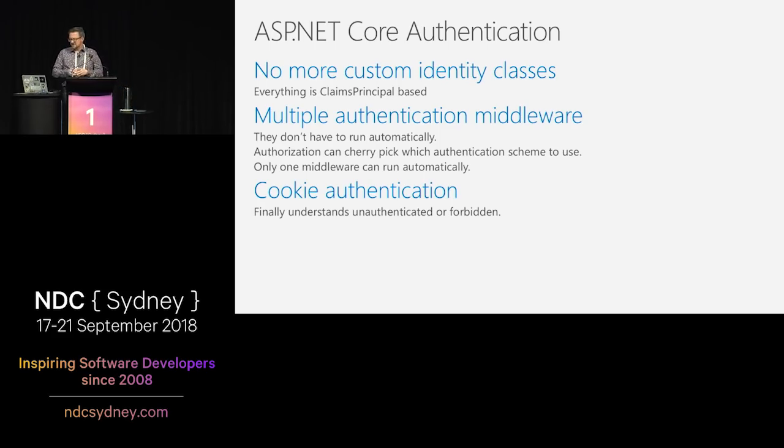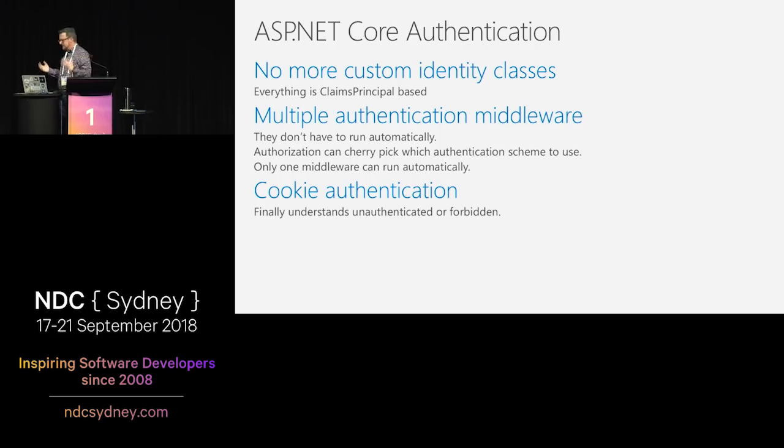So for those of you that haven't moved to Core and are still stuck on the classic ASP.NET framework, there are a few changes. Everything now is a claims principal. We have multiple pieces of authentication. Well, it's not middleware anymore, but it's close enough. You can have multiple ways to authenticate within the same app. So you could have Facebook and Twitter and Google and local databases and WS-Fed and OIDC all at once. You can cherry pick which one to use, depending on where you want to go. And you can run one automatically at a time.